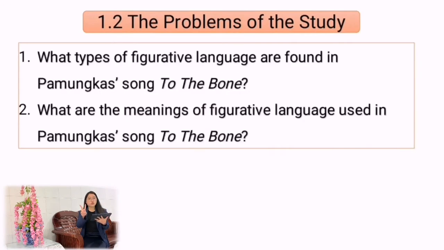In 1.2, the problems of the study, I will pick 2 problems. The first is, what types of figurative language are found in Pamungkas' song "To The Bone"? So it means that I'm going to identify the types of figurative language that are involved in the song. And then the second is, what are the meanings of figurative language used in Pamungkas' song "To The Bone"? Besides the types of figurative language, in the second problem of the study, I will also identify and then explain the meanings of the figurative language involved in the song.